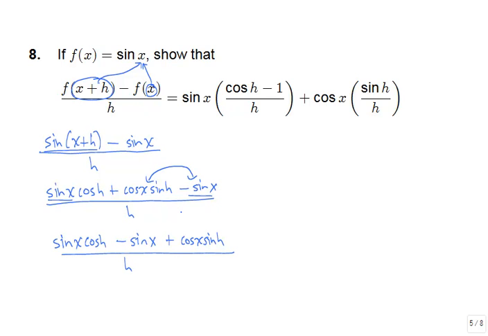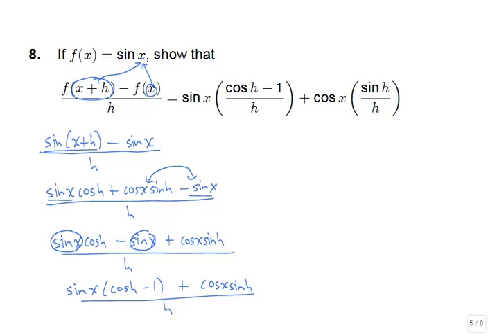And then since these two have sine of x's, I'm going to factor it out, and in parentheses I would be left with cosine of h minus 1. I'm not factoring anything out of this last term on the end.